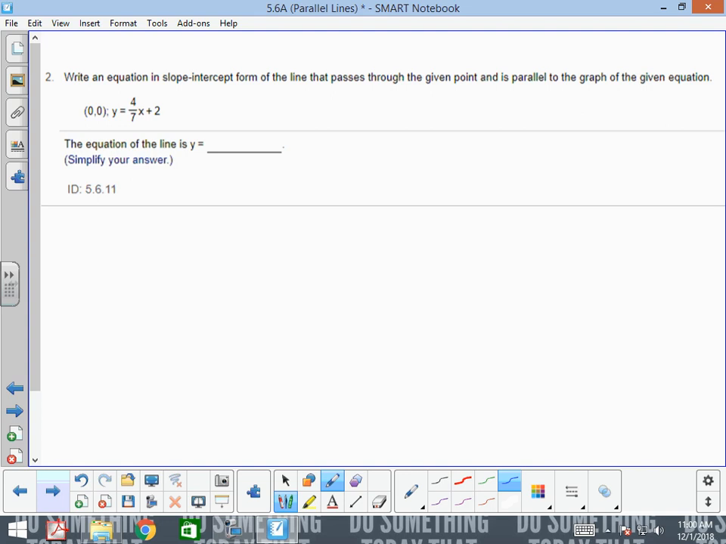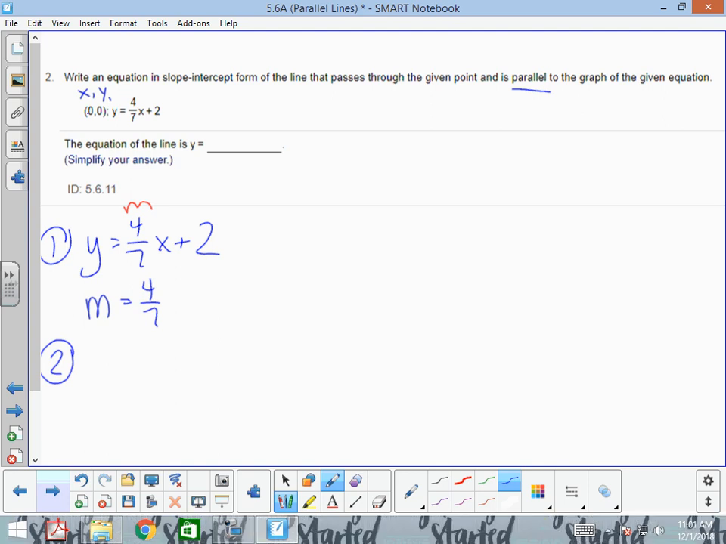The second one says write an equation in slope-intercept form of the line that passes through the given point, x1, y1, and is parallel to the given line. Now this one is really easy. First, let's do the given line, 4/7 x + 2. The slope is 4/7. Remember, it's always the coefficient of x. Now, this time they did give us the y-intercept, because remember, the y-intercept is where x is 0 and we're trying to find y.